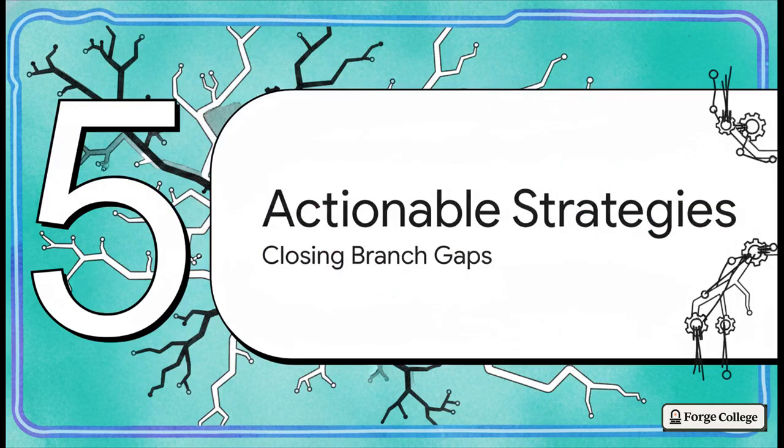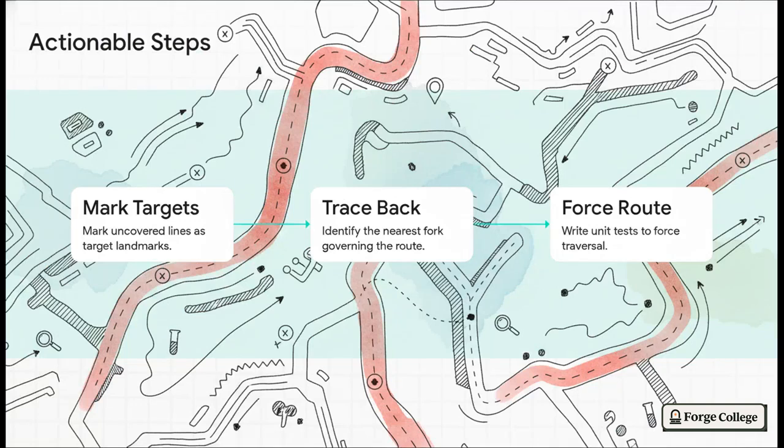Section 5. Actionable testing strategies. Okay, so now that we've found the unvisited forks, how do we actually target them? It really comes down to 3 easy steps. Step 1, open the annotated source from your testing tool and mark those uncovered lines as target landmarks. Step 2, trace backwards to find the nearest fork that governs that route. And Step 3, write targeted, really short unit tests specifically designed to force traversal down that hidden path.